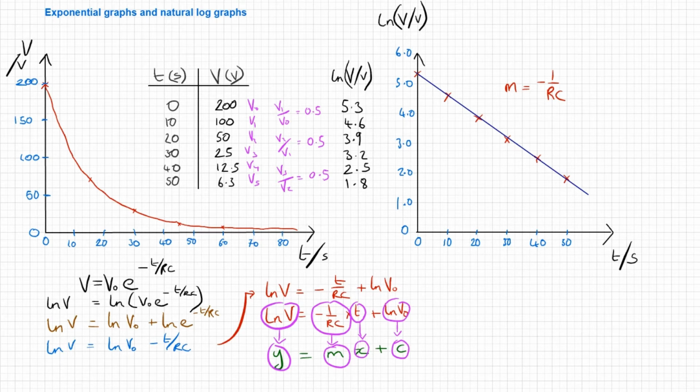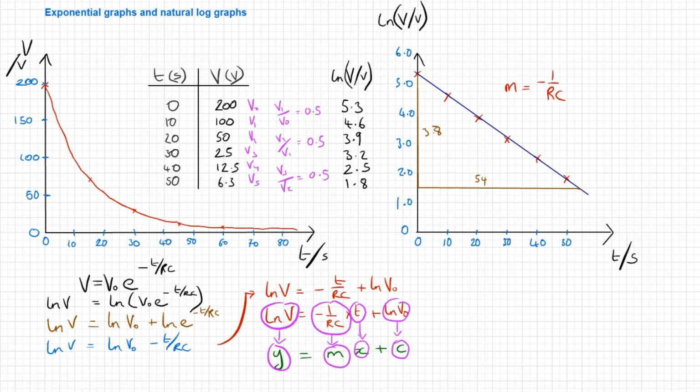So we'll do that. We'll use a nice big triangle, and there we go. We shall just go down to there and across to about there, and find our change in y and our change in x. So our change in y is looking like 3.8 change in the natural log, and our change in time, our x, is looking to be about 54, let's say. There we go, 54 seconds.